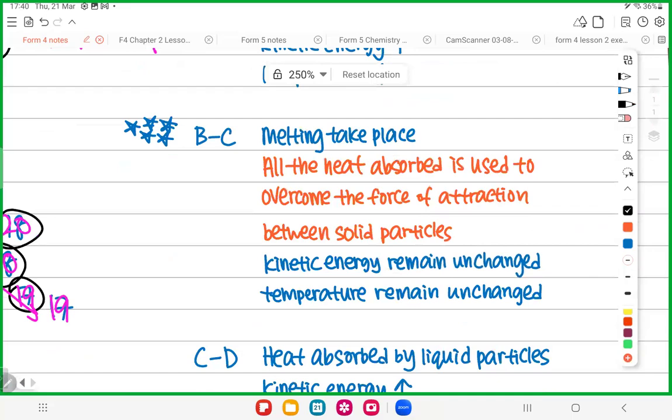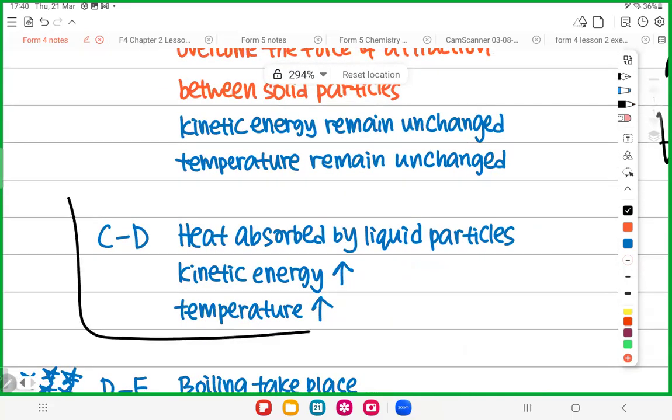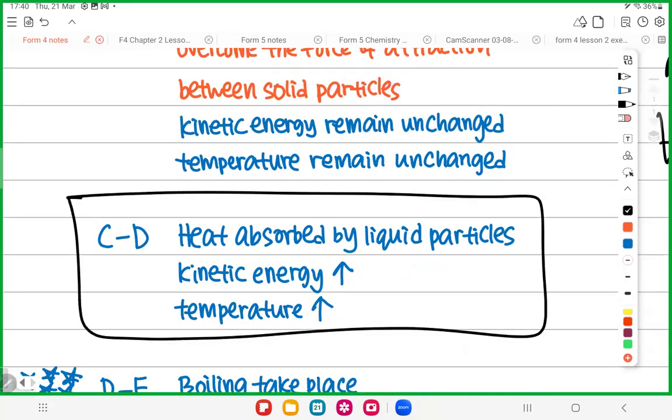Guys, let me know in the chat box, are you okay with what is happening in the process C to D?